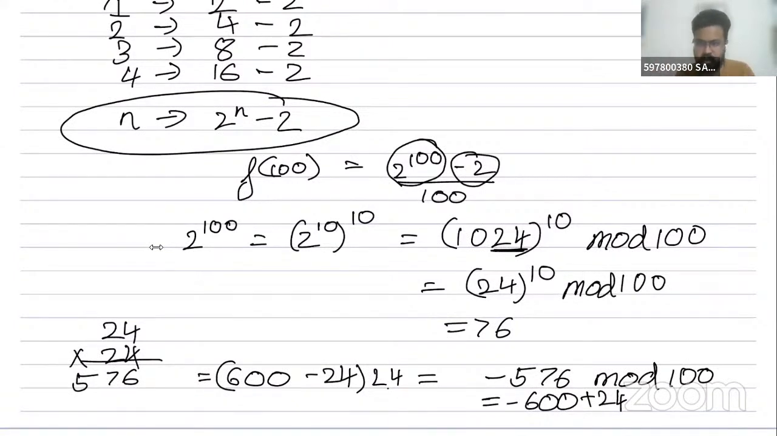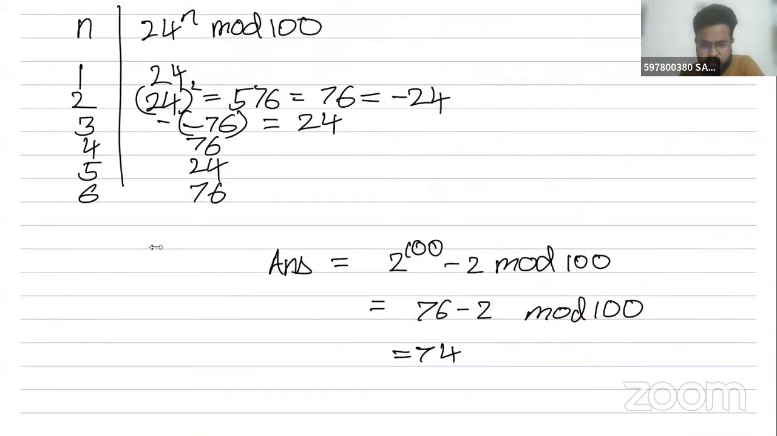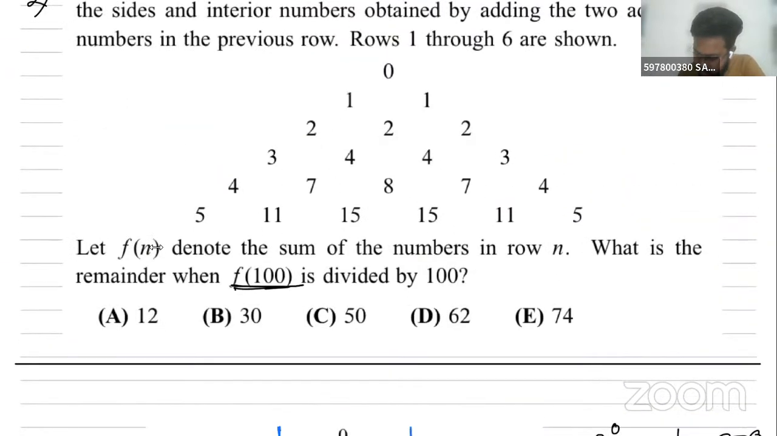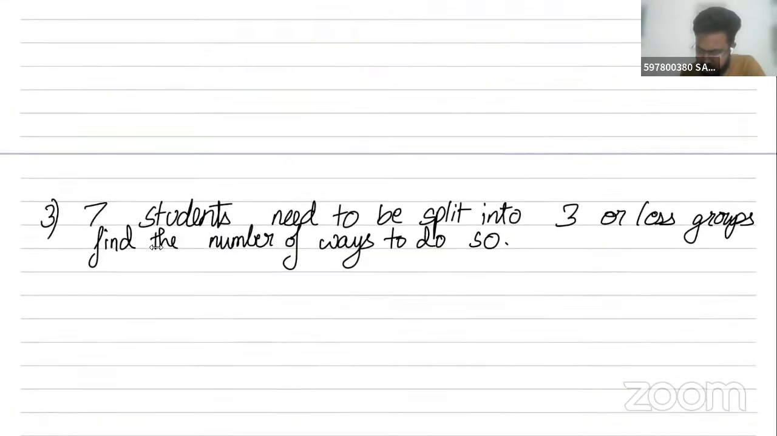Think of a clock. If someone asks you what is 7 hours after 10 p.m., you can calculate fast in your head. Now it's 5 a.m. That same concept. After 100, whatever number comes, we are only caring about the last two digits. So this way we get the answer 74. Whoever got 74, very good. Try out this next question.